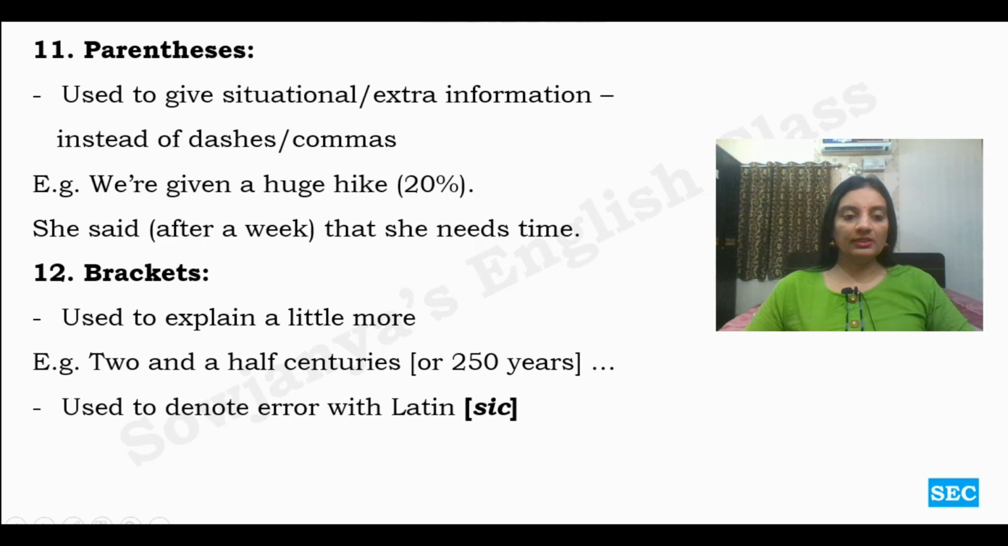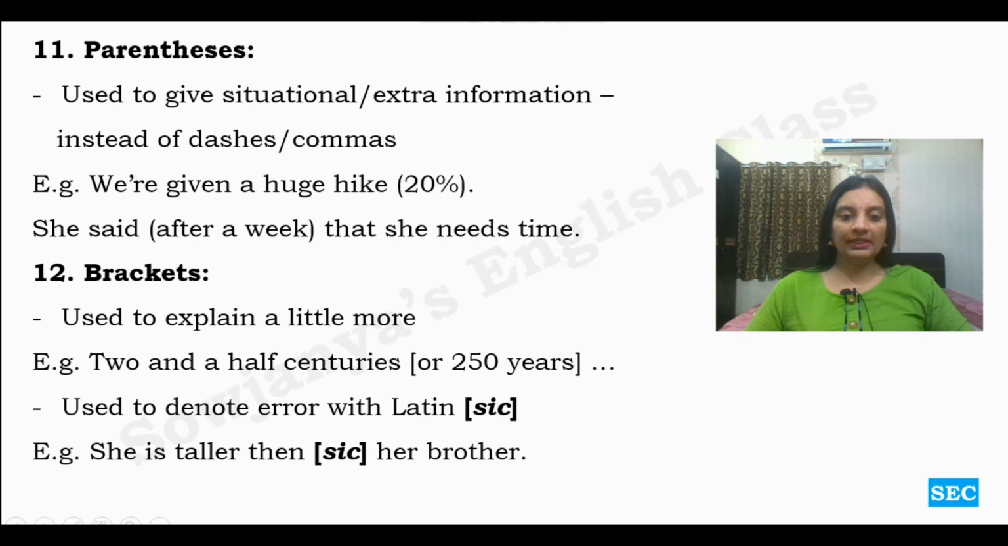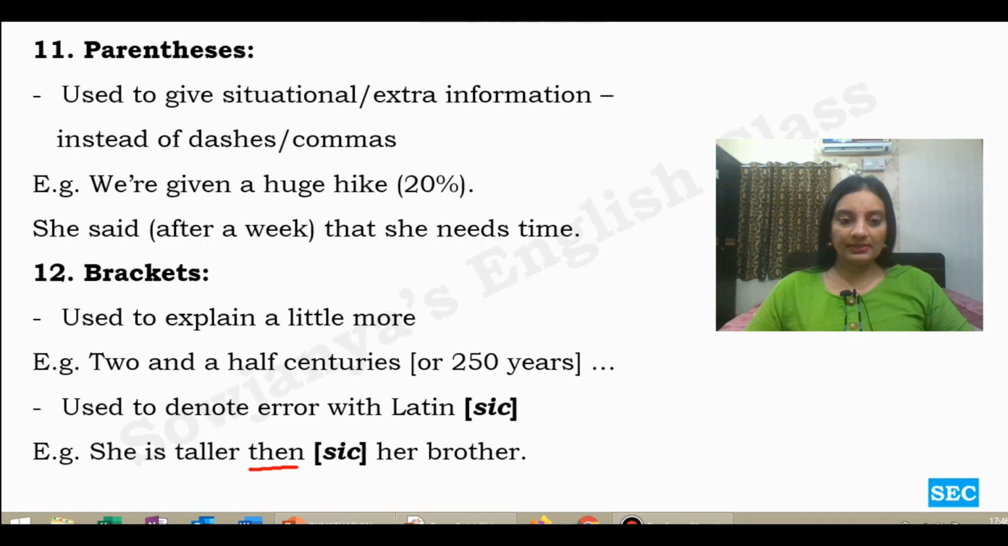Okay, brackets are used to denote an error with the Latin word sic. The Latin word sic means thus, so. So whenever you see these brackets with sic, it means that there is some error in the sentence. For example, she is taller then her brother. So here what is the mistake? Then is the mistake here. That's why the editor has kept it in brackets with sic.